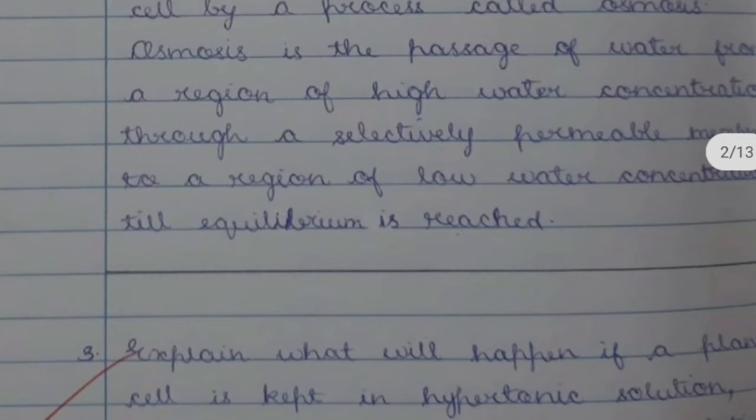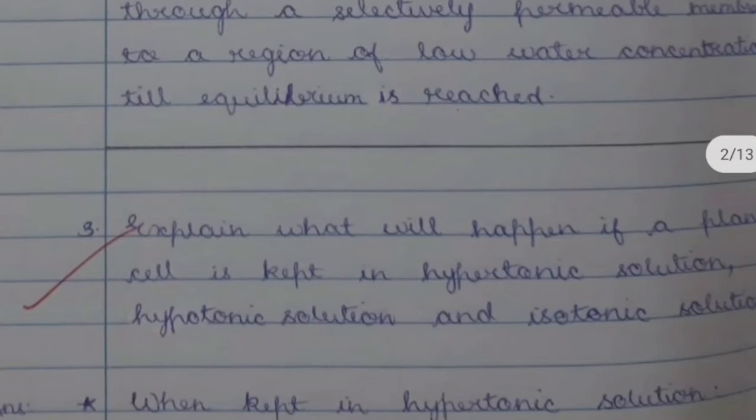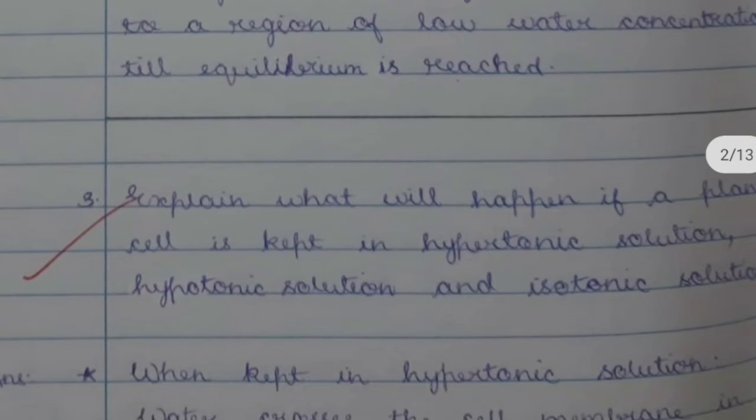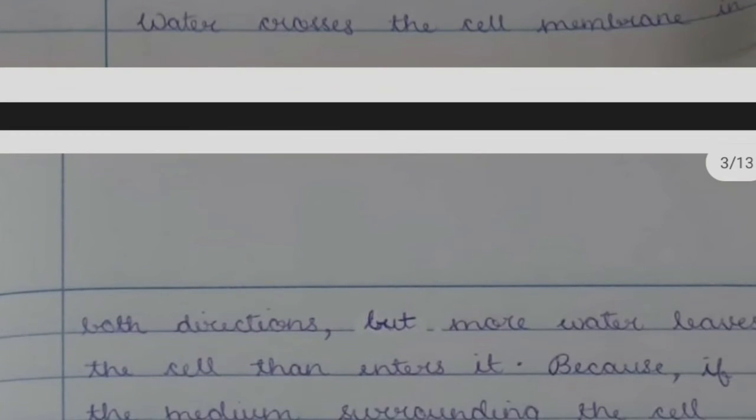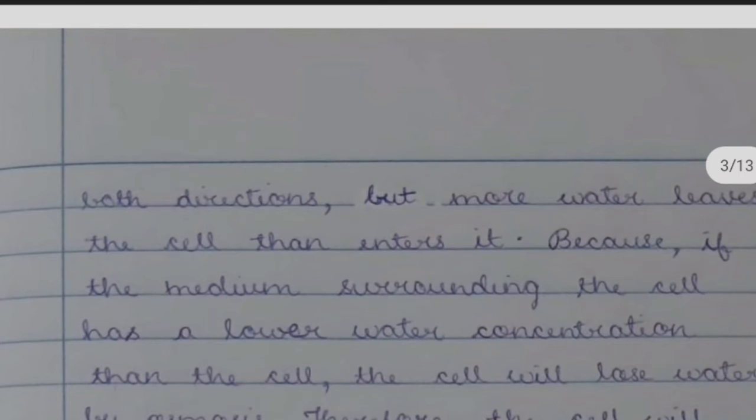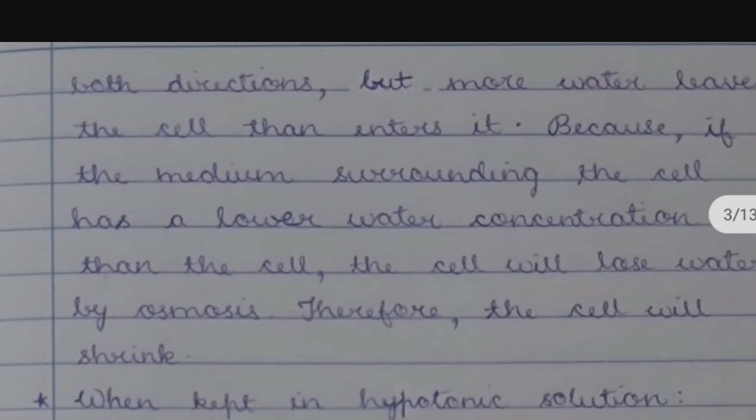3. Explain what will happen if a plant cell is kept in hypertonic solution, hypotonic solution and isotonic solution. Answer. When kept in hypertonic solution, water crosses the cell membrane in both directions, but more water leaves the cell than enters it, because if the medium surrounding the cell has a lower water concentration than the cell, the cell will lose water by osmosis. Therefore, the cell will shrink.